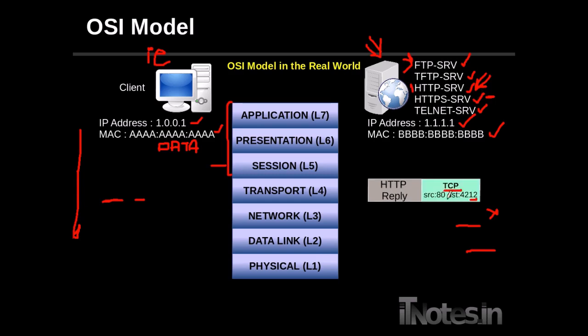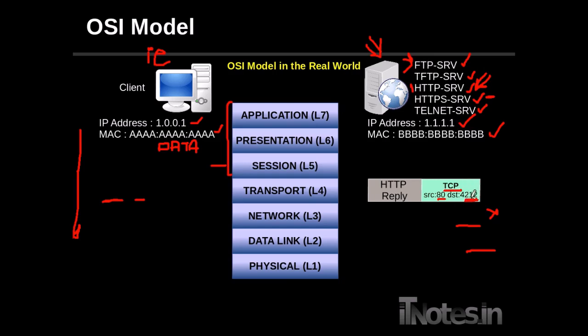Now if you look at it carefully, the source port became 80 and the destination port became 4212. I had said before this computer is generating a random source port. The reason is because when it's receiving a reply, it is expected to get the reply on this port.